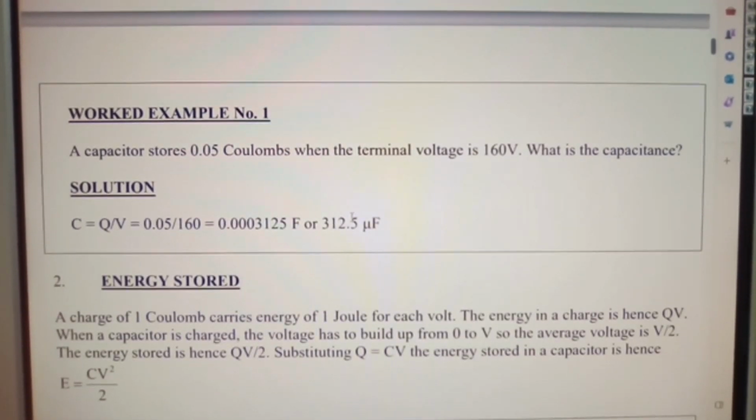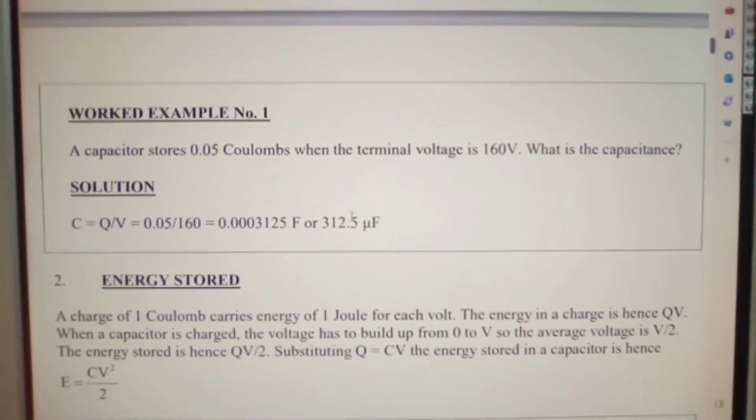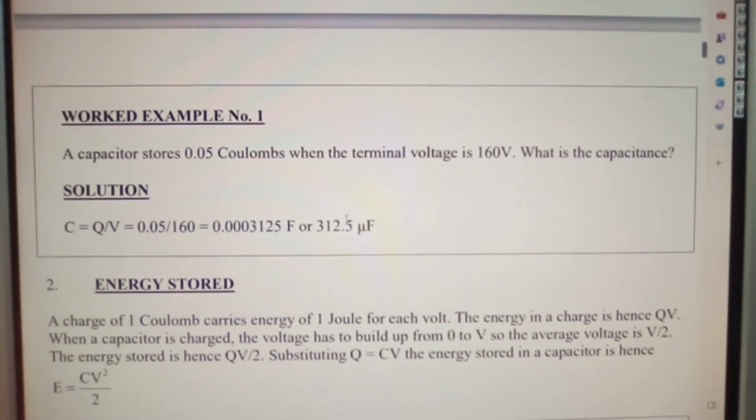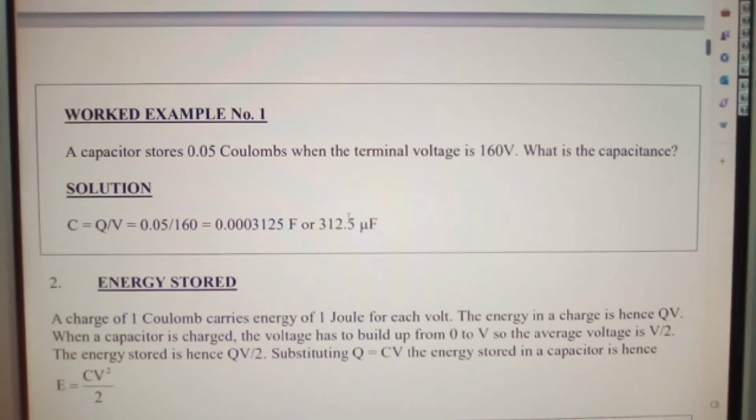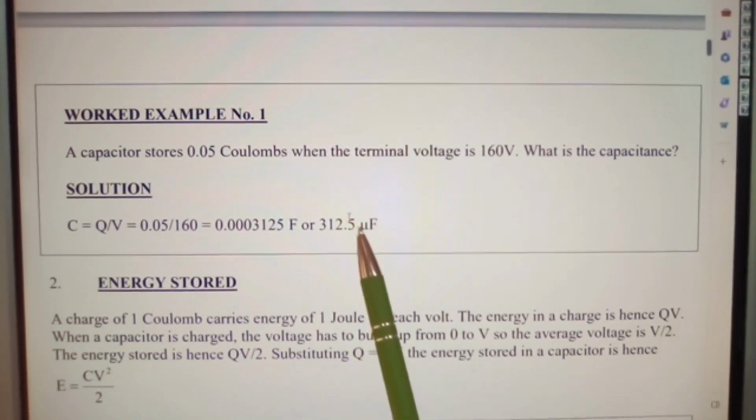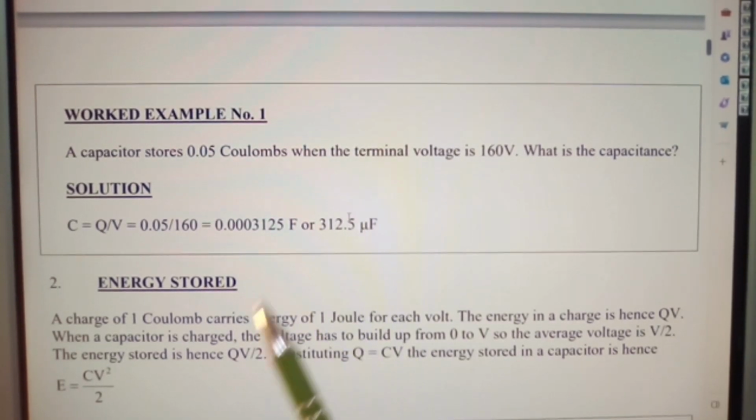Now here, a worked example: a capacitor stored 0.05 coulombs when the terminal voltage is 160 volts. What is the capacitance? And here you have your value of capacitance at 312.5 microfarads.